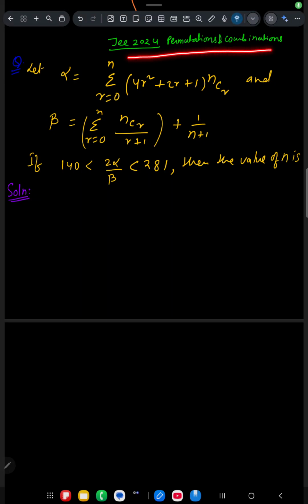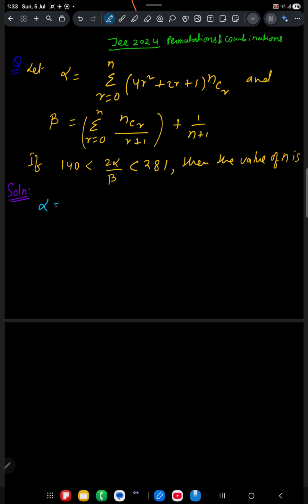From 2024, permutations and combinations. Let alpha be equal to the summation r equal to 0 to n of (4r square plus 2r plus 1) into nCr, and beta is equal to the summation r equal to 0 to n of nCr upon (r plus 1) plus 1 upon (n plus 1). If 140 is less than 2 alpha by beta, which is less than 281, then the value of n is question mark. So let us solve this question.